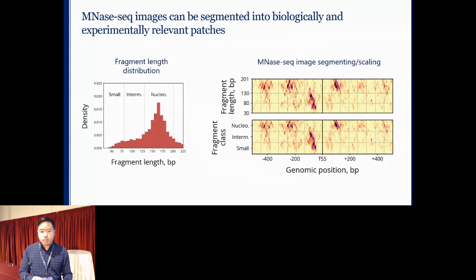And we can also do the same thing on the genomic position. So we want to make sure that we patch things so that we can determine the precise positioning of the nucleosomes and transcription factors, but we're also going to be limited by the computational and memory efficiency of the resolution of these patches.